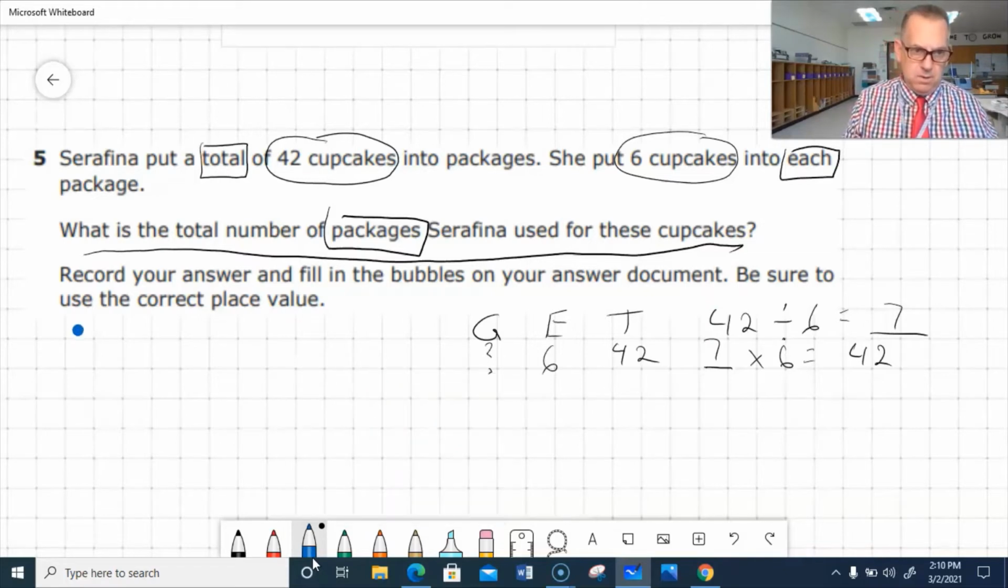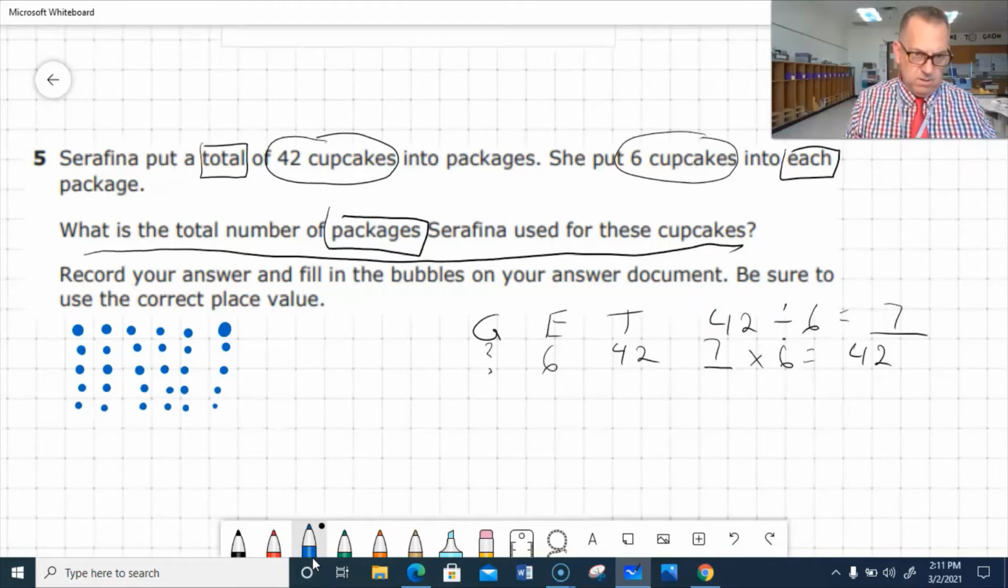And I'll just start putting cupcakes into rows, and I'll put 6 in each row because there's 6 in each package, so that would be 1, 2, 3, 4, 5, 6, 7, 8, 9, 10, 11, 12, 13, 14, 15, 16, 17, 18, 19, 20, 21, 22, 23, 24, 25, 26, 27, 28, 29, 30, 31, 32, 33, 34, 35, 36, 37, 38, 39, 40, 41, and 42.